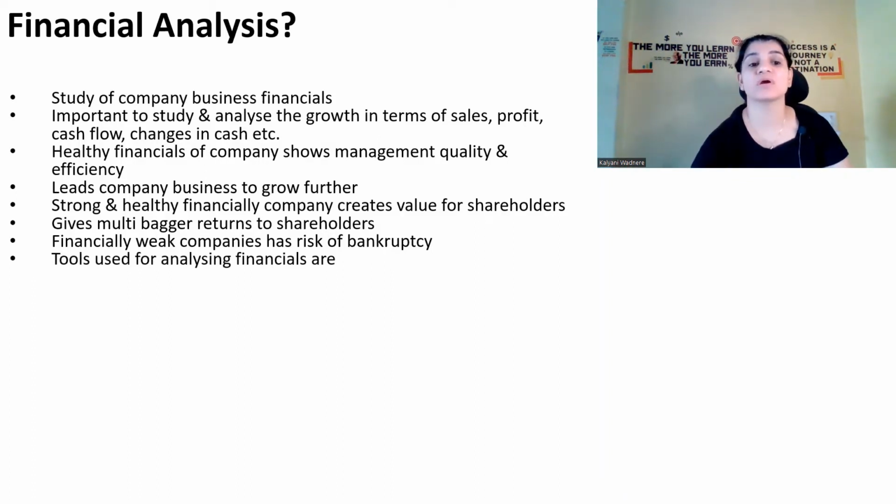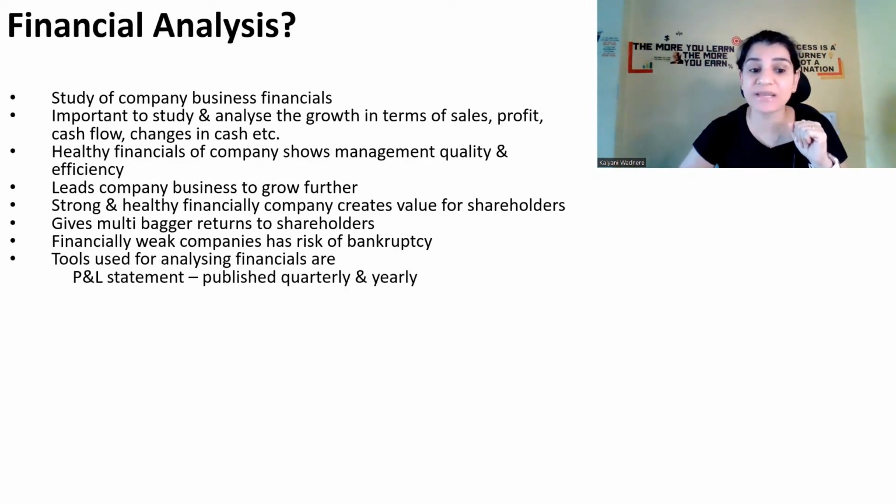Now, how are we going to analyze this? The financials of the company, as I mentioned, have ratios and benchmarks. To analyze the financials, there are three important tools that the company publishes. The first one is the profit and loss statement. This statement is published quarterly and yearly.